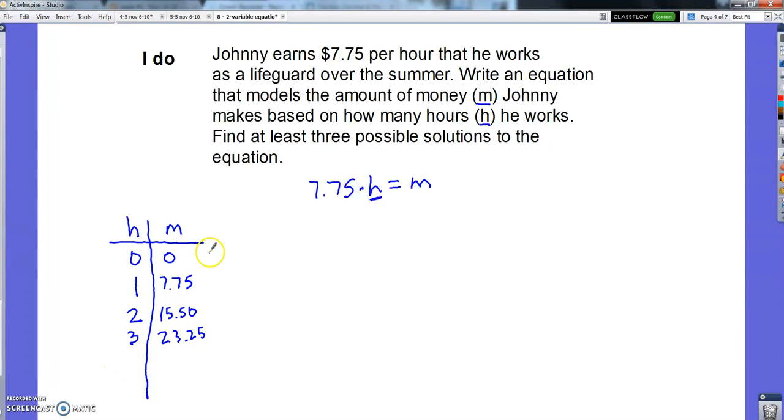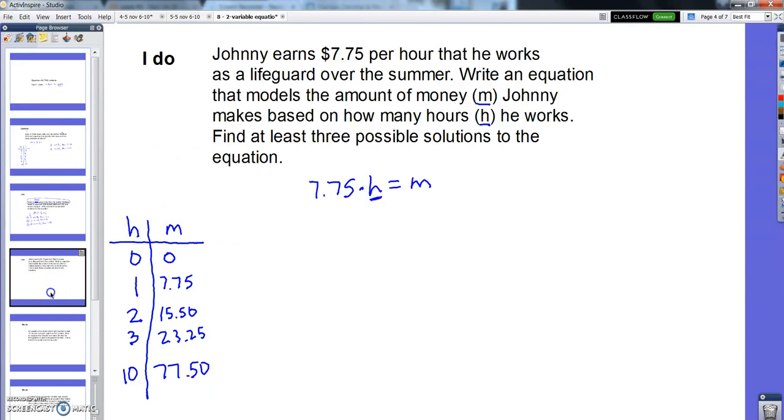Again, I may want to jump up and do an easy one, like 10. If he works 10 hours, the decimal would move one spot. He would make $77.50. But I'm just going to list the same info that we did the other day. Just instead of sentences, I'm writing the if this, then this in a table. Excuse me. All right, open your math notebook. Let's do our other two together.